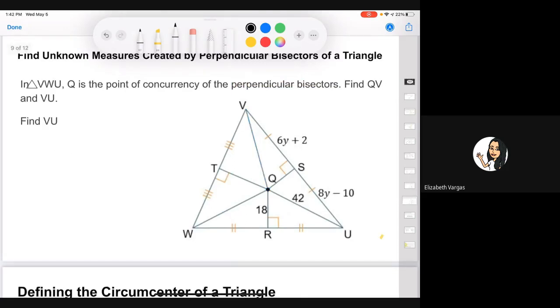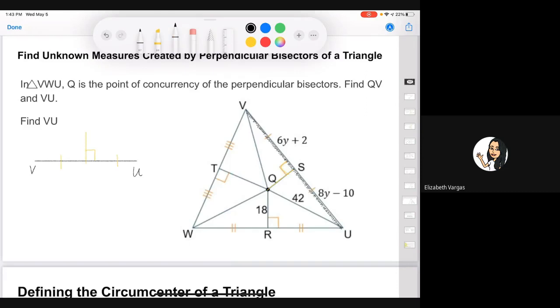Now can we find VU? So it's asking me to identify VU. So that is my side VU. Well, let us remember that this symbol right here, or this line right here, is the perpendicular bisector. Let us remember that perpendicular bisectors cut our line segments into two congruent halves. And so basically VU has been cut in half by my perpendicular bisector, creating two congruent halves.